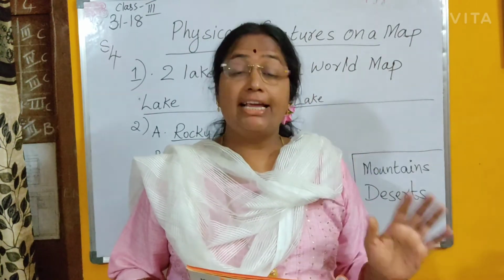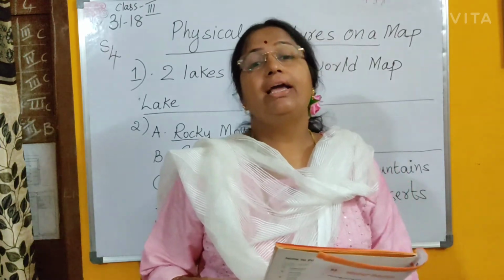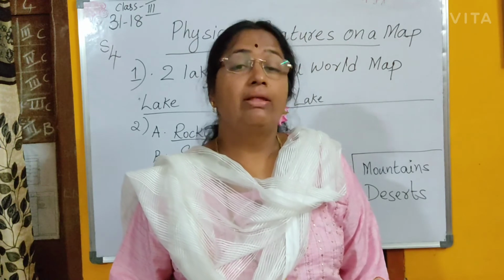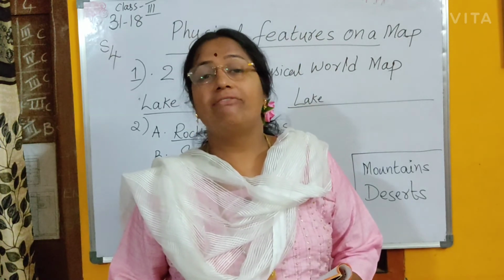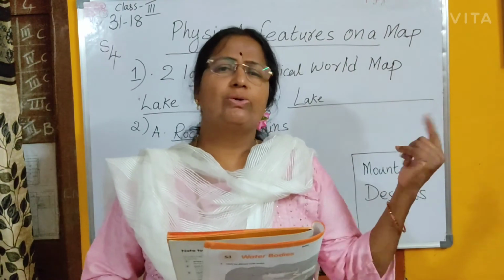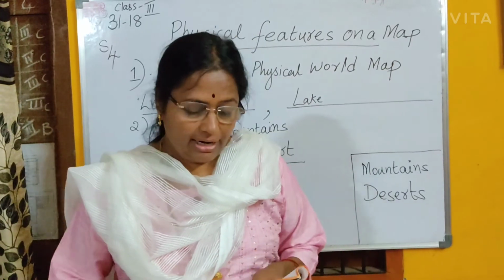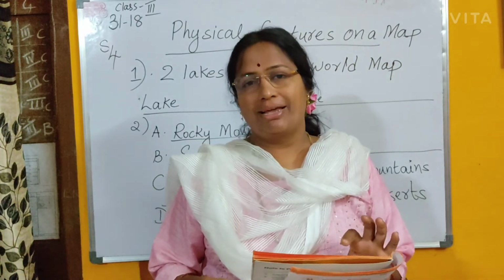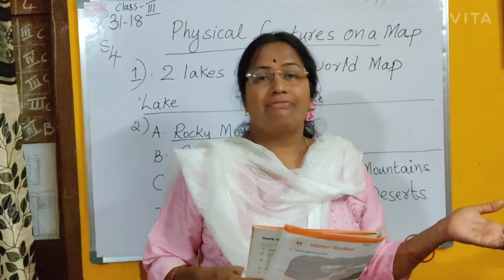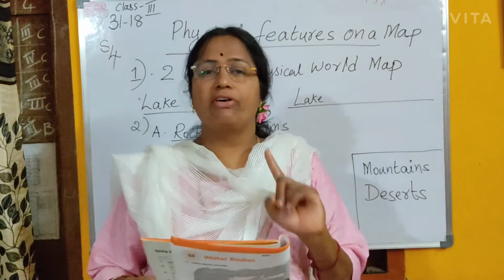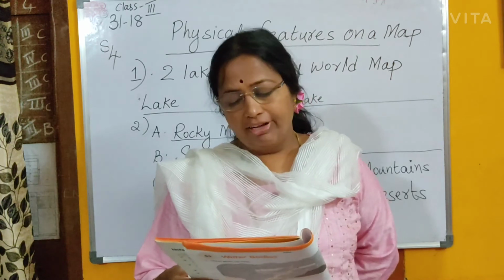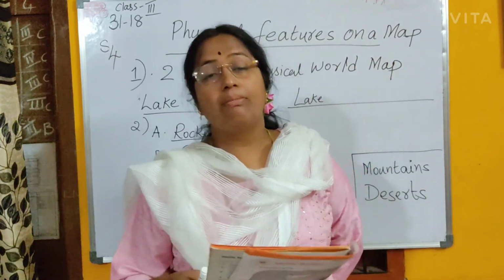C, a sea near India. See, we all know the India map. At the bottom, in the south of India, we have the Indian Ocean, so you can write Indian Ocean there. Otherwise, you can look in the world map also. D, an ocean near South America. You have to find out which oceans are near South America. Pacific is there, Atlantic is there. You can name one, Pacific Ocean.